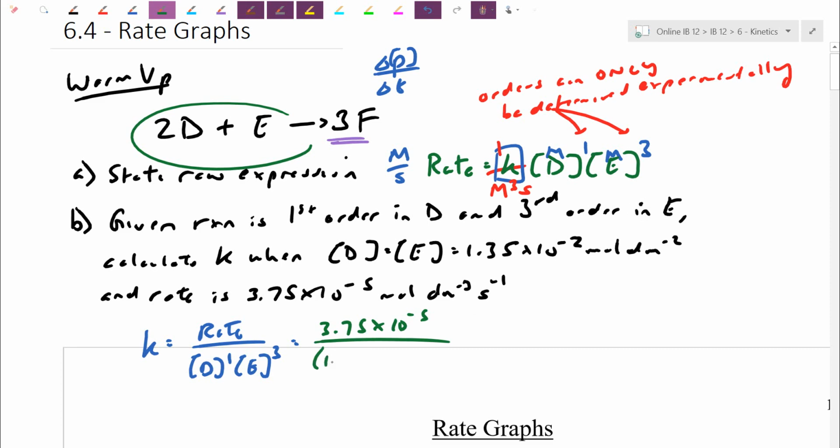D and E coincidentally happen to be the same number. Even if they weren't, I just plug them in here. Pretty much once you know the powers, you're home free. You can just plug your way through. Just a little bit of calculator work here.